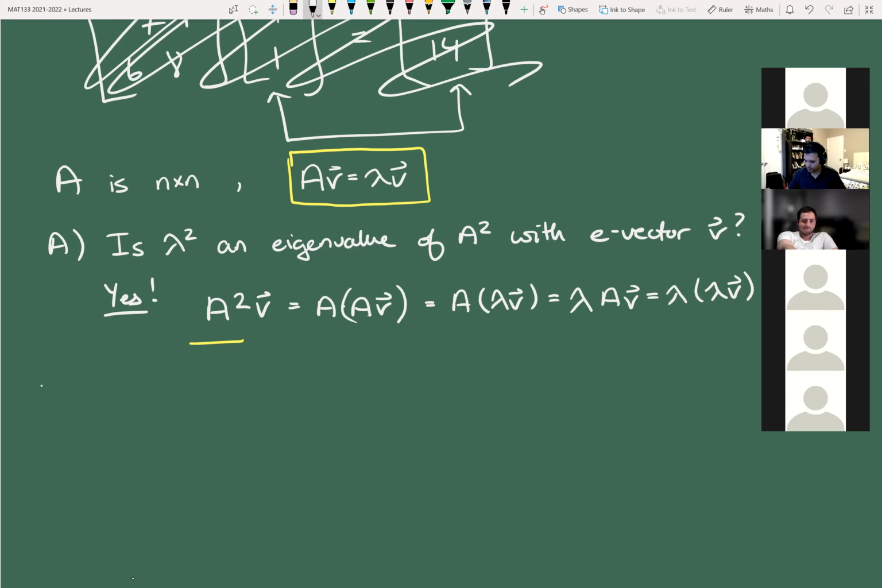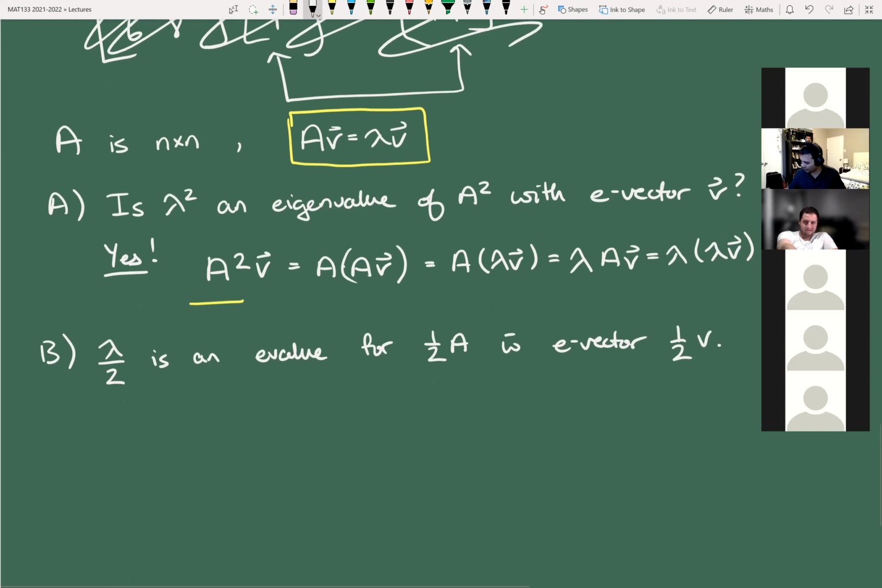Okay. So B says lambda over 2 is an eigenvalue for, I'm just going to write them as E value, E vector, I don't want to write them all out, for 1/2 A with eigenvector 1/2 V. Okay, so let's check that. So I should have then 1/2 A times 1/2 V. So if this is true, this equation has to be true.